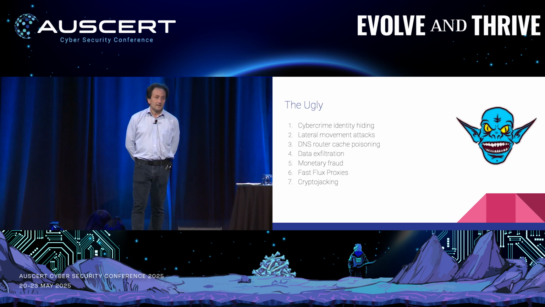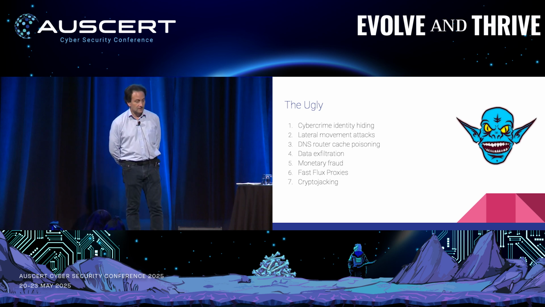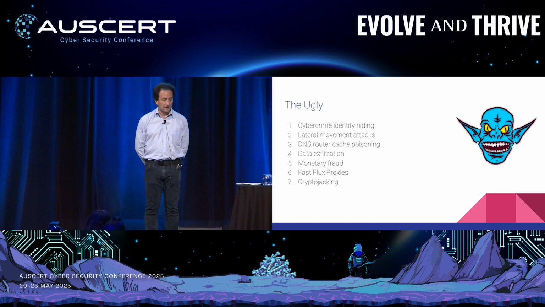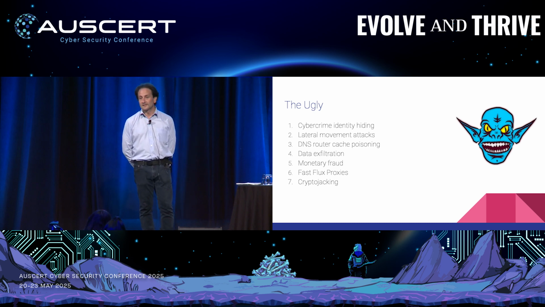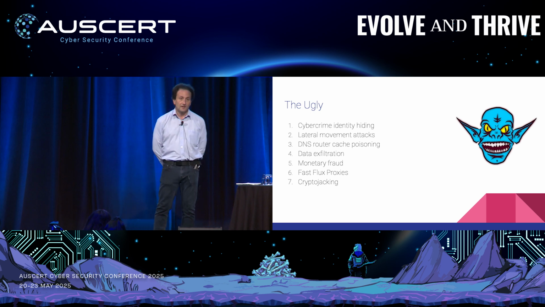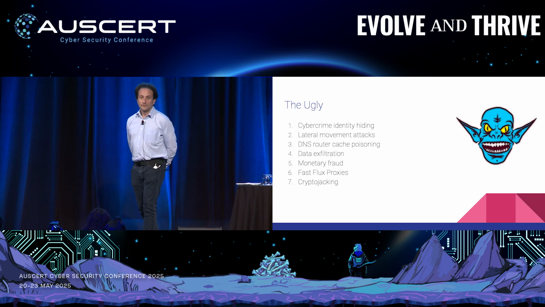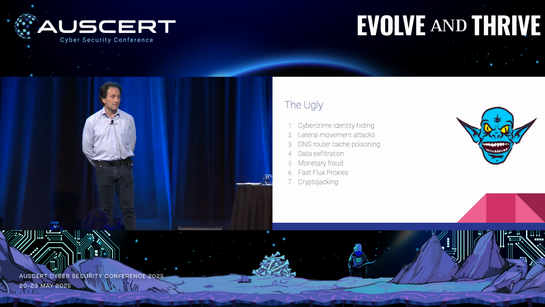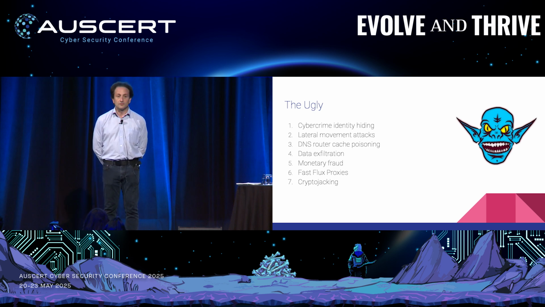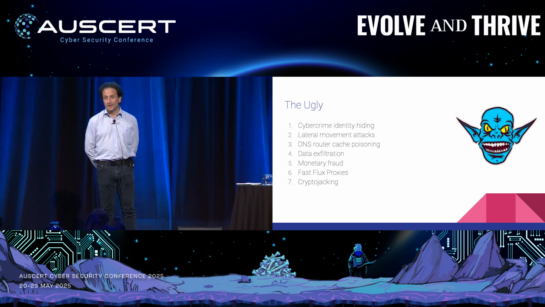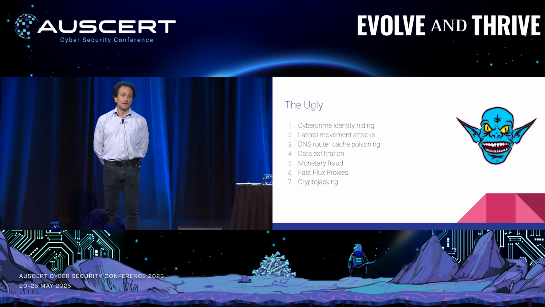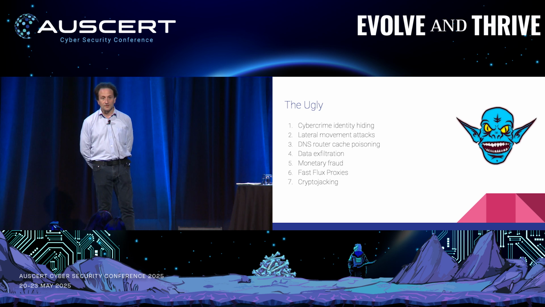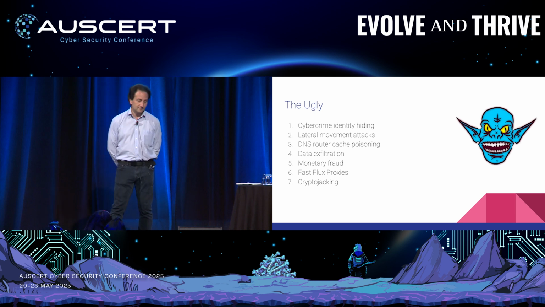And lastly is the ugly. These are a little bit more sophisticated: hiding your identity for cybercrime, lateral movement attacks, DNS cache poisoning, exfiltrating data, monetary fraud. Monetary fraud is quite simple, really. If you've got a stolen credit card and you know that the victim of the credit card lives in Sydney, you could quite easily utilise a residential IP located in Sydney, close to the person's home, to be able to make your purchase request, minimising any friction for you to use their credit card.